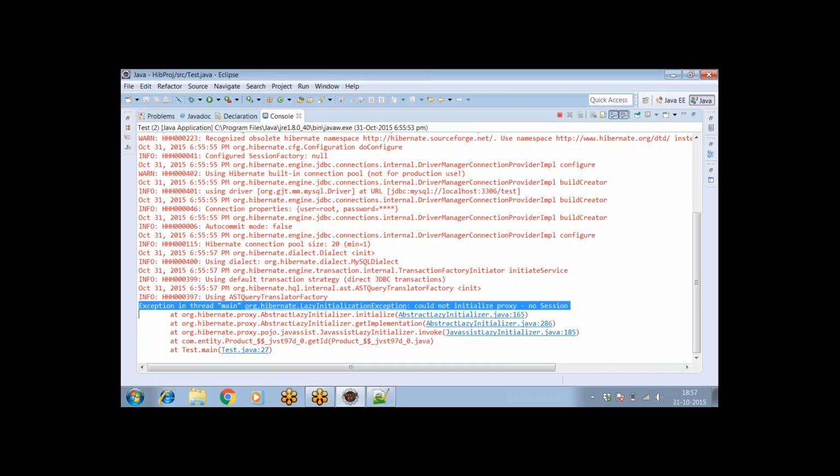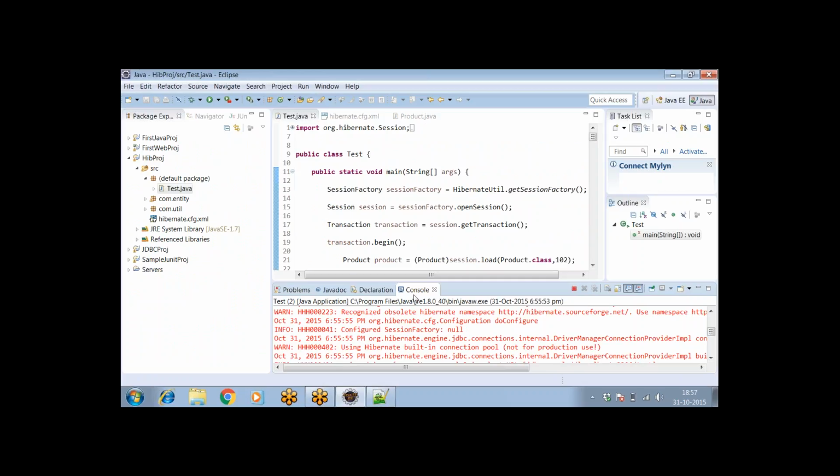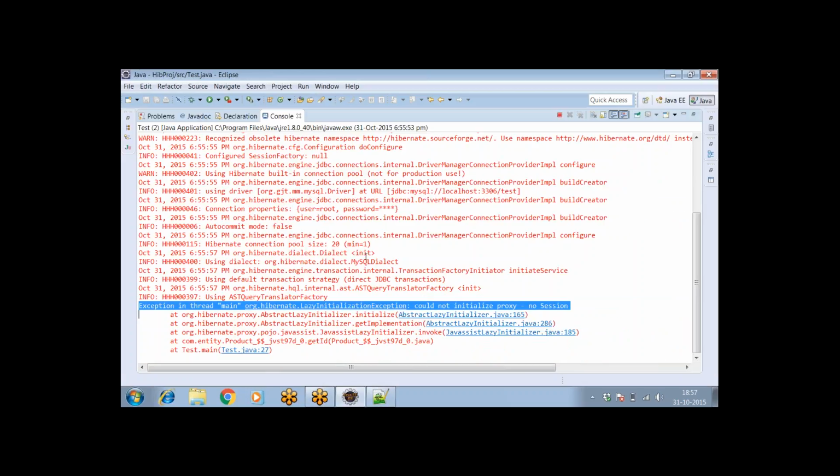So if the session is not closed, then there is a possibility to fetch that record. You see, nowhere will you find a select query executed here.